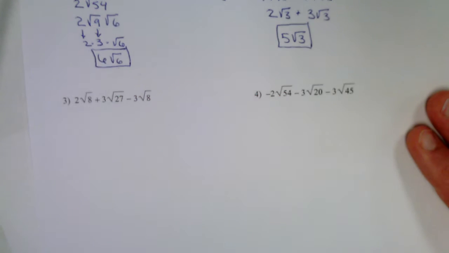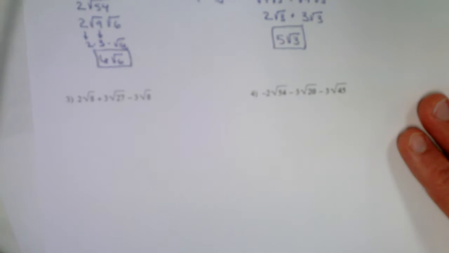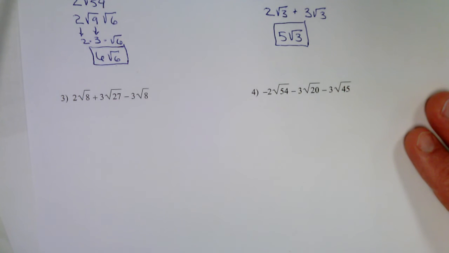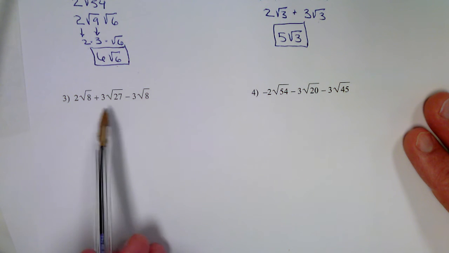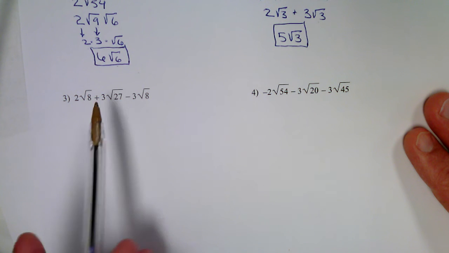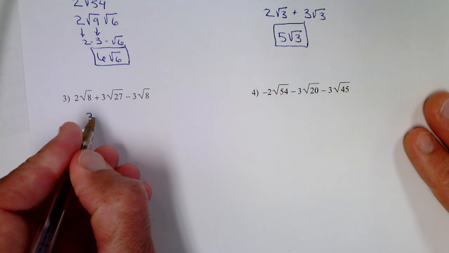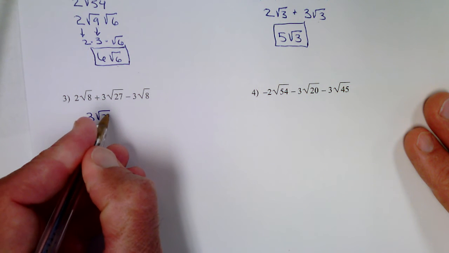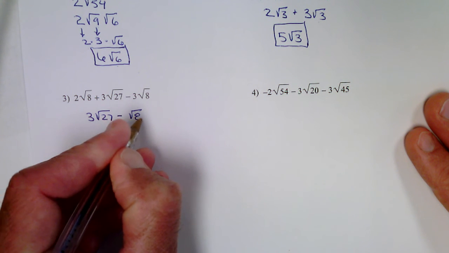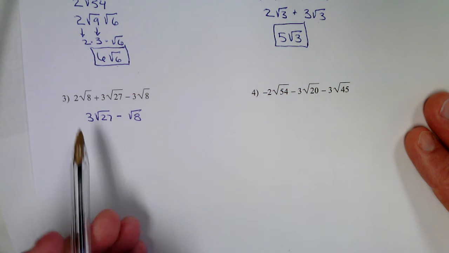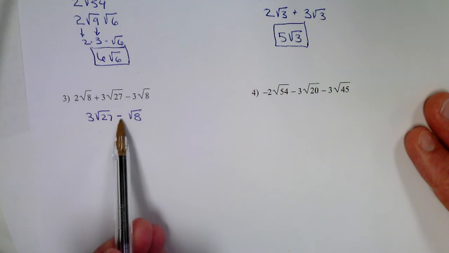Now, when we get down here, same idea. Okay, we take a look. I'll just do two quick examples. Once again, we do have some like terms here, so we can put those together right now if we'd like. There's no like term with the 3 square root of 27, so 3 square root of 27 minus square root of 8. Okay, because 2 minus 3 is minus 1.